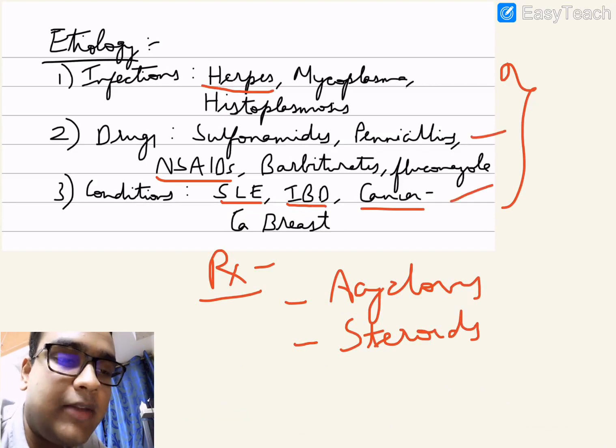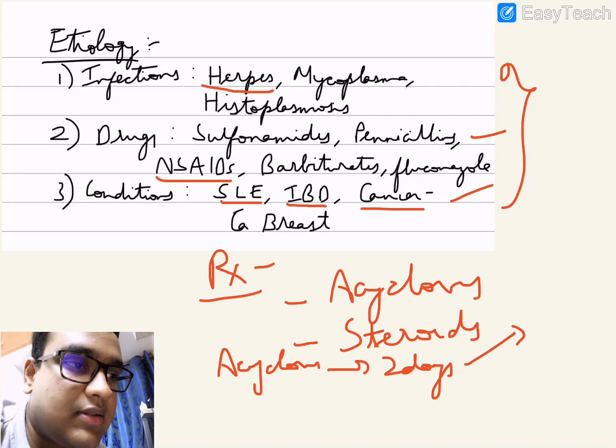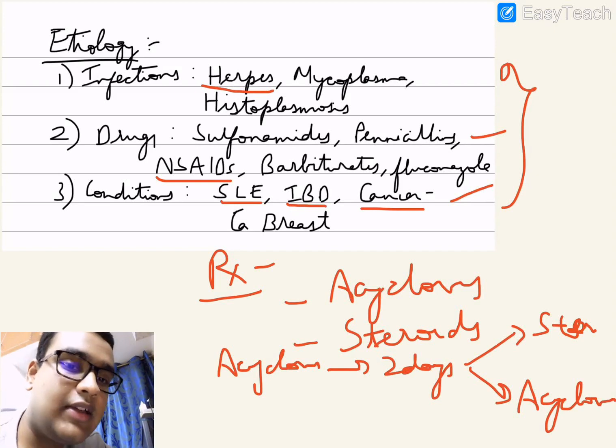So in routine practice, since the exact etiology is not known, initially the patient is given acyclovir for 2 days, and after 2 days, if the symptom worsens, then we shift over to steroids, and if the symptoms improve, we continue acyclovir for a total of 5 days. So this is the treatment algorithm for erythema multiforme.